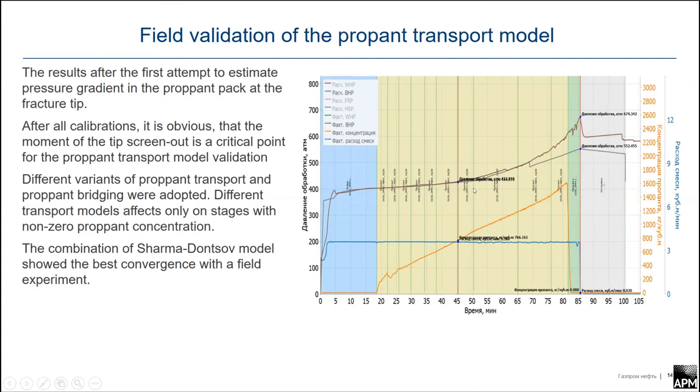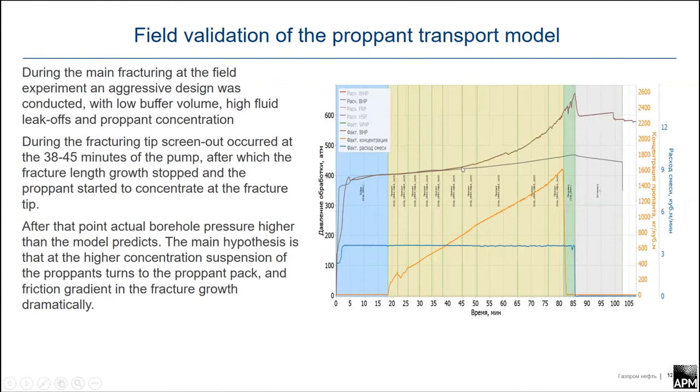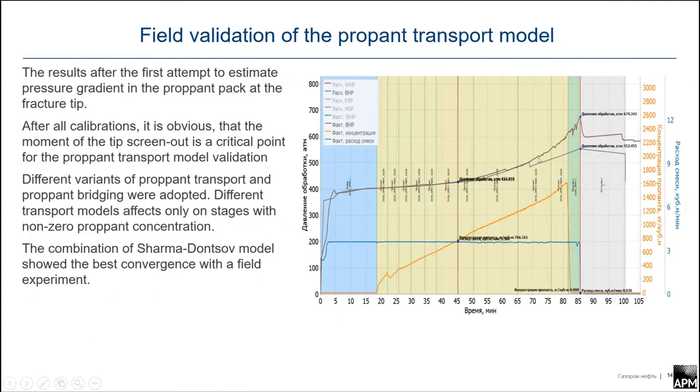And we see that the convergence of the model has grown sufficiently. Because now, it was like this, only 45 minutes was the last point of convergence. And now it's like this, 65 minutes is the last point of convergence, and the total pressure is much closer to the real one.